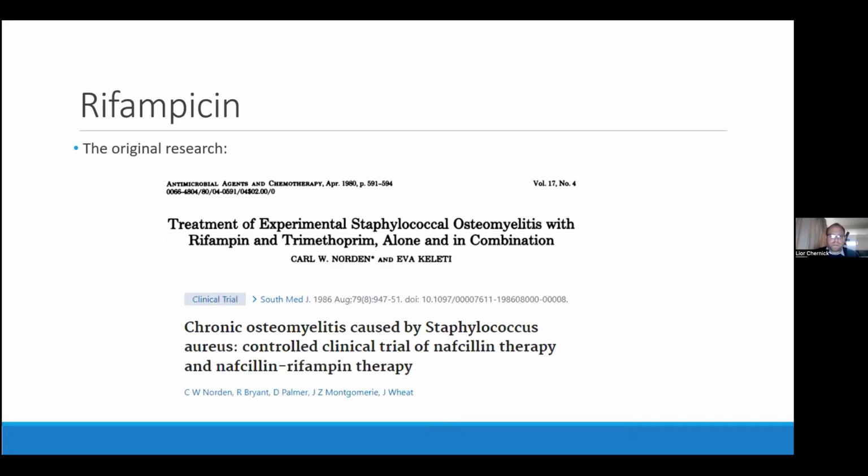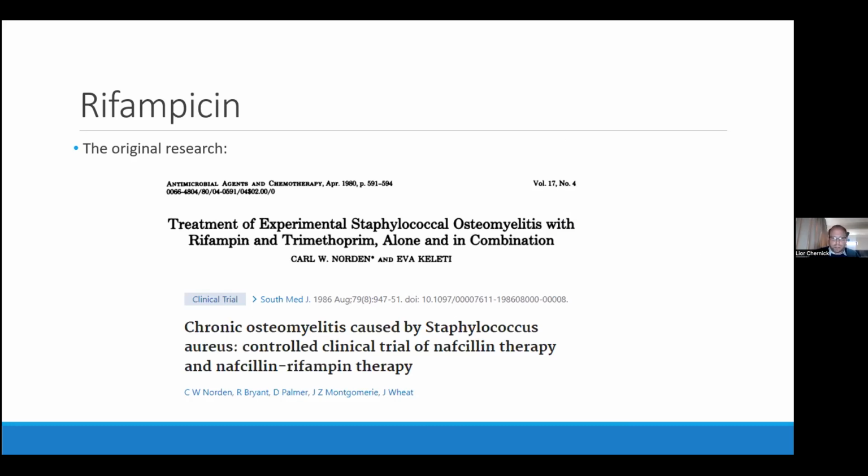Let's talk briefly about rifampicin, because it's another component that's sort of been a bit of a backward and forward. So the original research with rifampicin being used as an adjunctive therapy for the biofilm component originates in the 1980s with an animal model where they found that adjunctive rifampicin was better for treating induced osteomyelitis in an animal model.